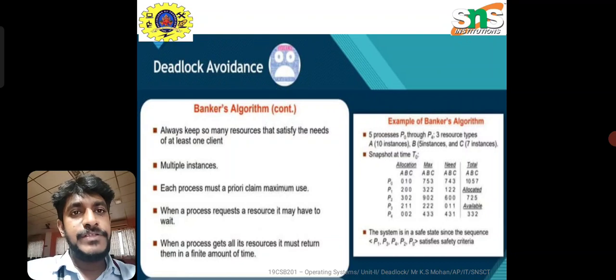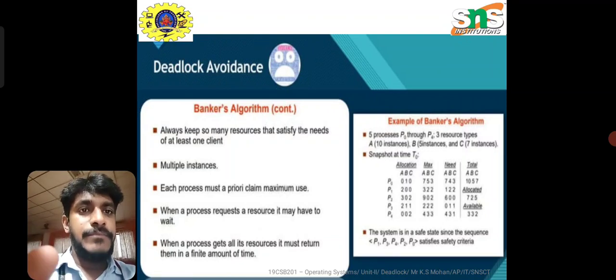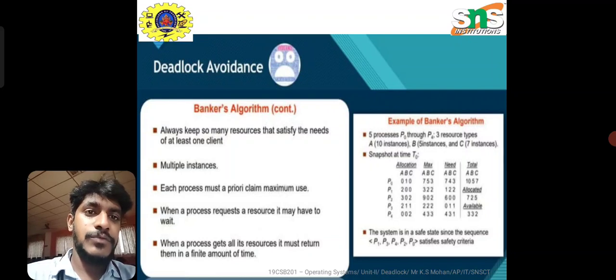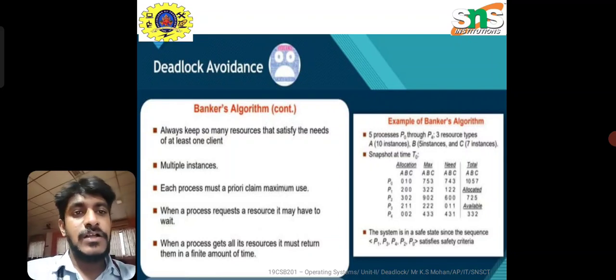With multiple instances, each process must a priori claim its maximum use. When a process requests a resource, it may have to wait. When a process gets all its resources, it must return them in a finite amount of time.